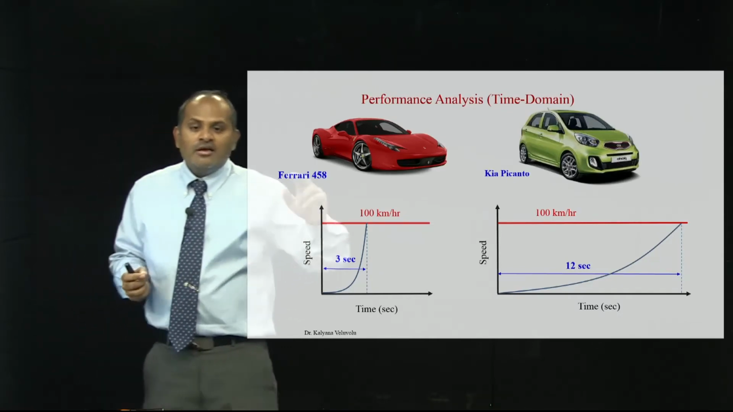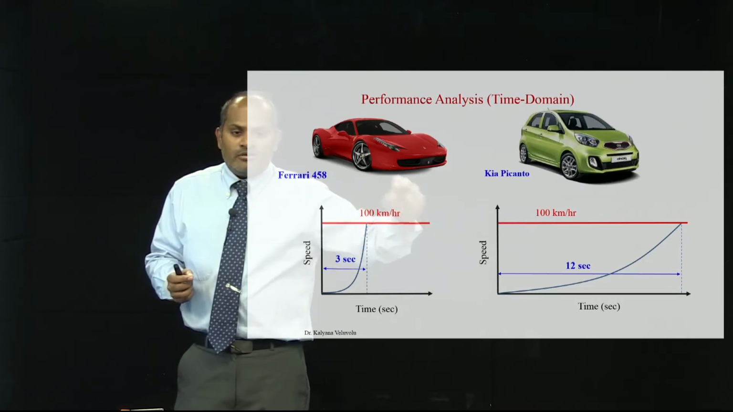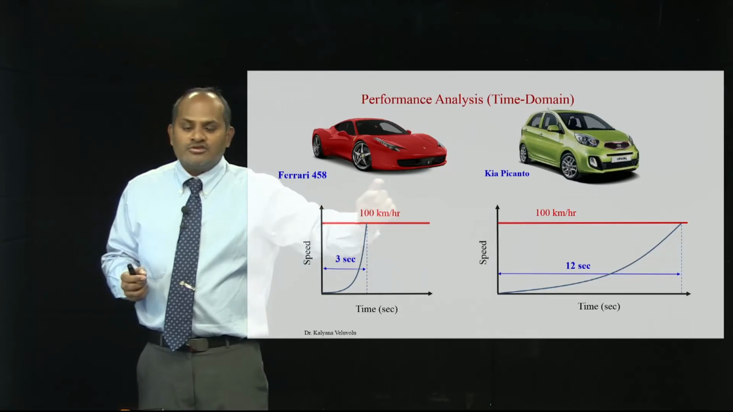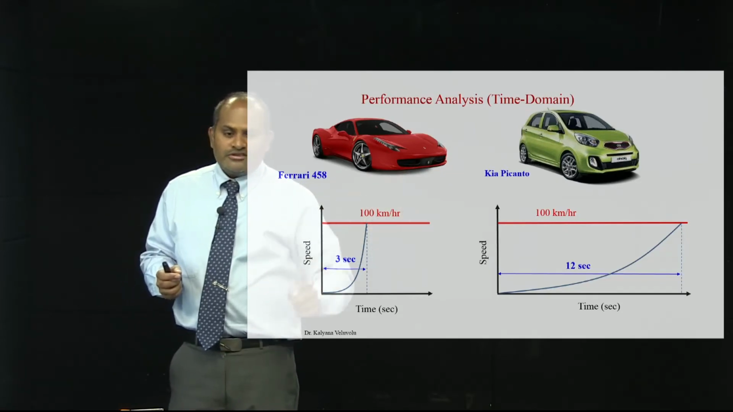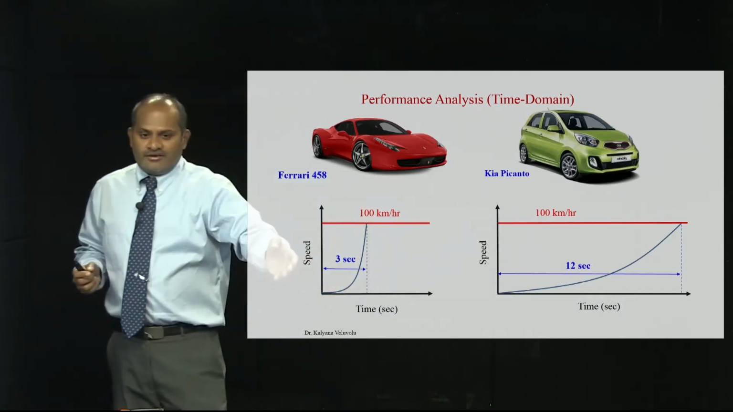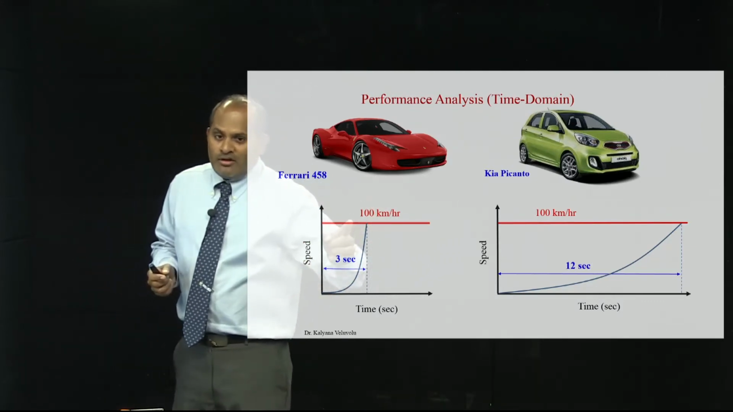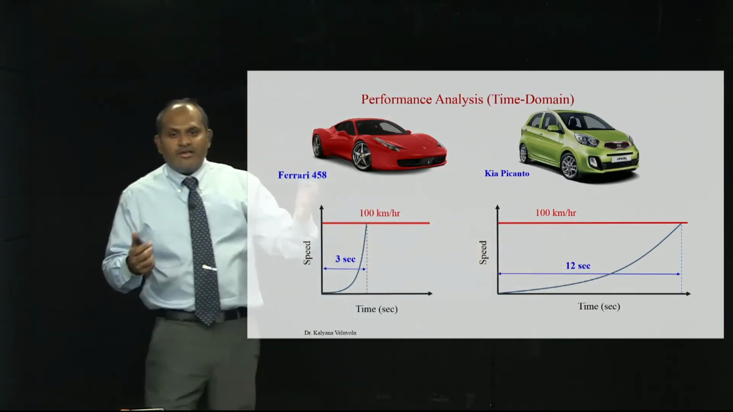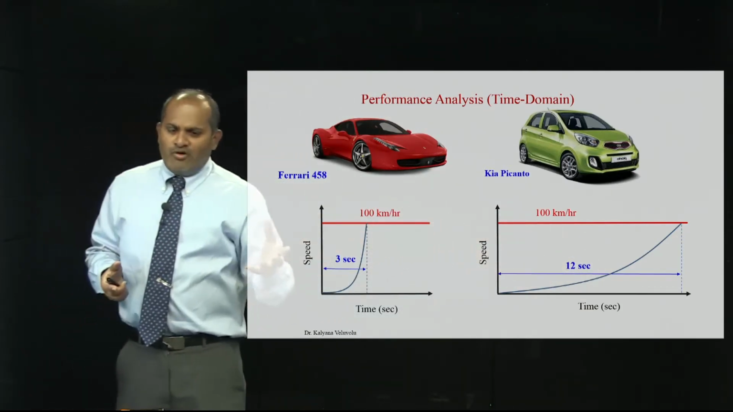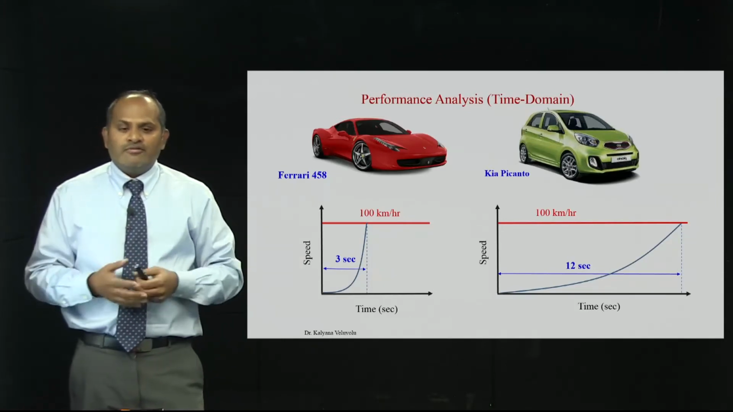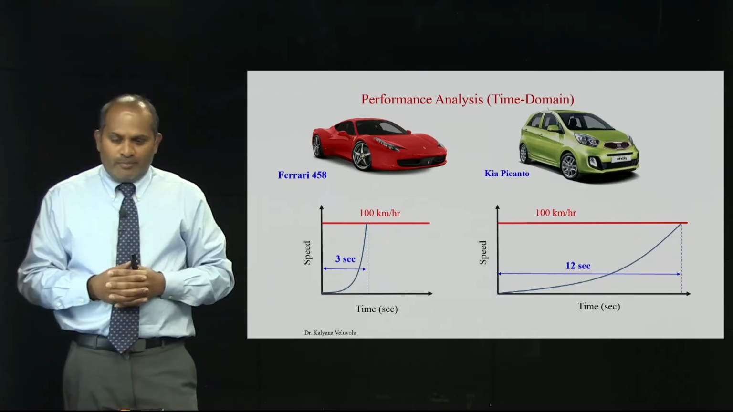What is a step signal? The step is 100 kilometers per hour, and when I accelerate the car takes 3 seconds to approach the 100. Then the error becomes 0. This is what we call the transient part, and this is the steady state. The error here for a Ferrari is very small, but if you find the error between 100 kilometers and the output speed, you get a huge error for a Kia Picanto. So, when I choose the performance in terms of the acceleration, Ferrari provides me with a good performance. So, this is what we call performance.